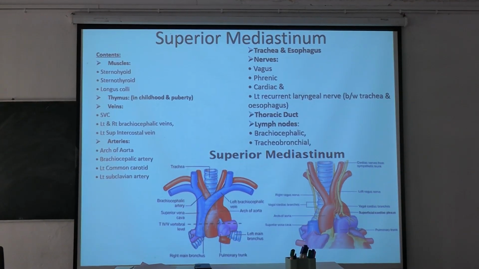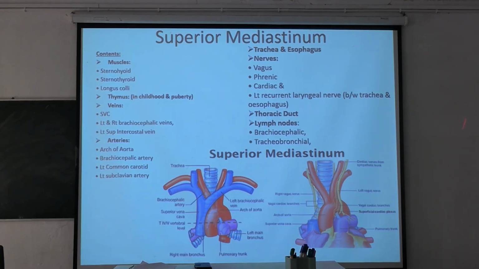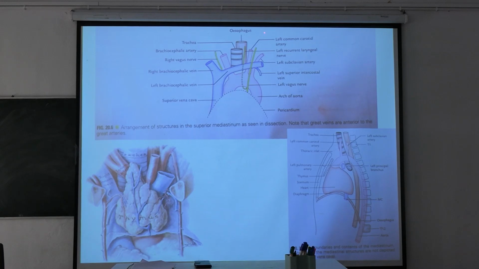Next structure is the thoracic duct. The thoracic duct you have seen in the previous picture, and lymph nodes are present. Brachiocephalic and tracheobronchial lymph nodes are present here in the mediastinum. See here, this is the thymus gland. Okay, lying anteriorly. Different structures have been shown here.